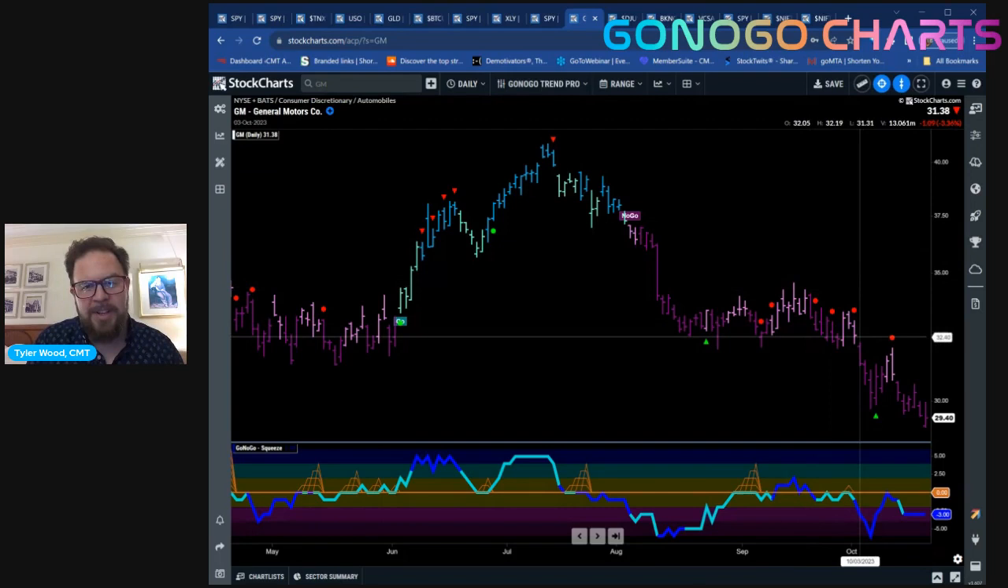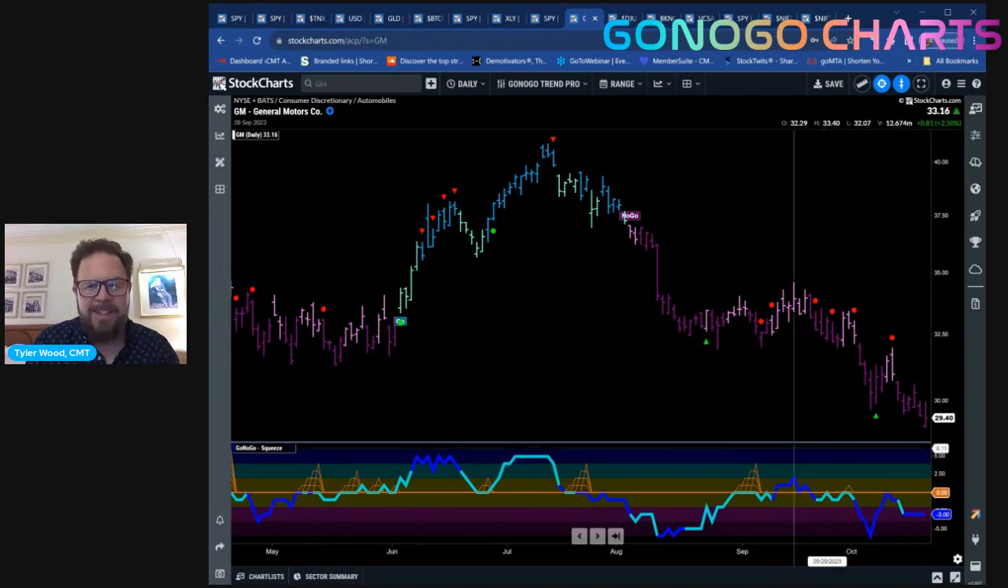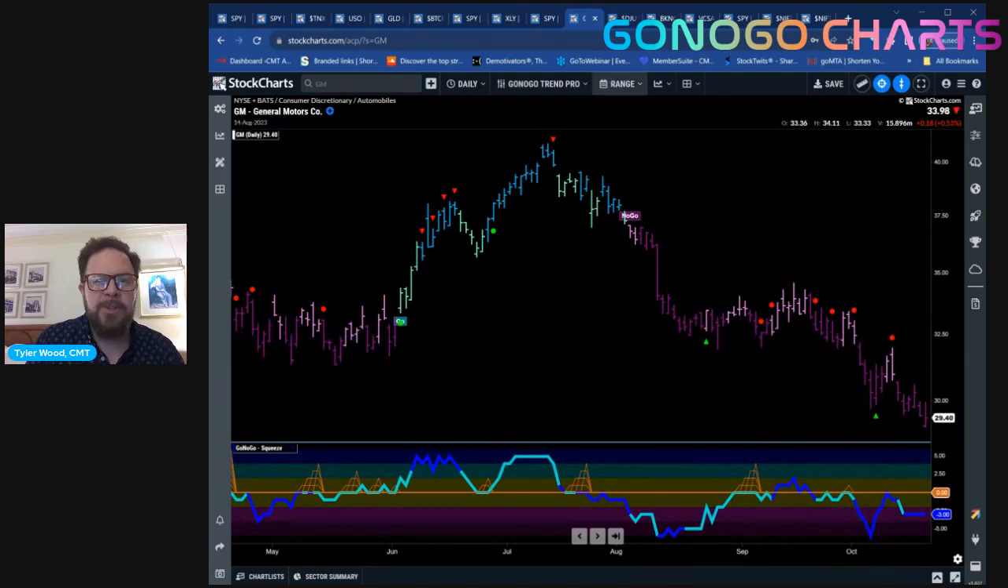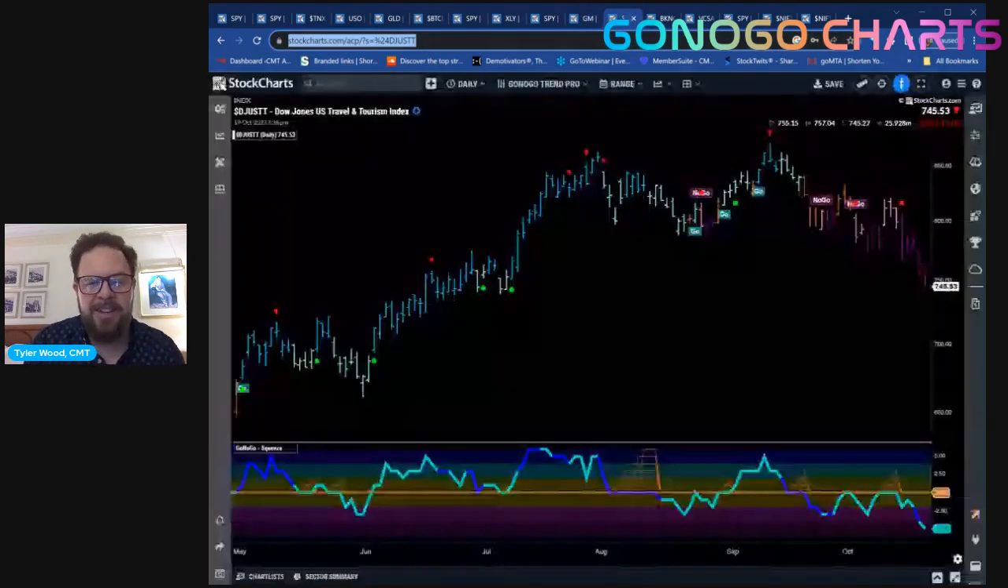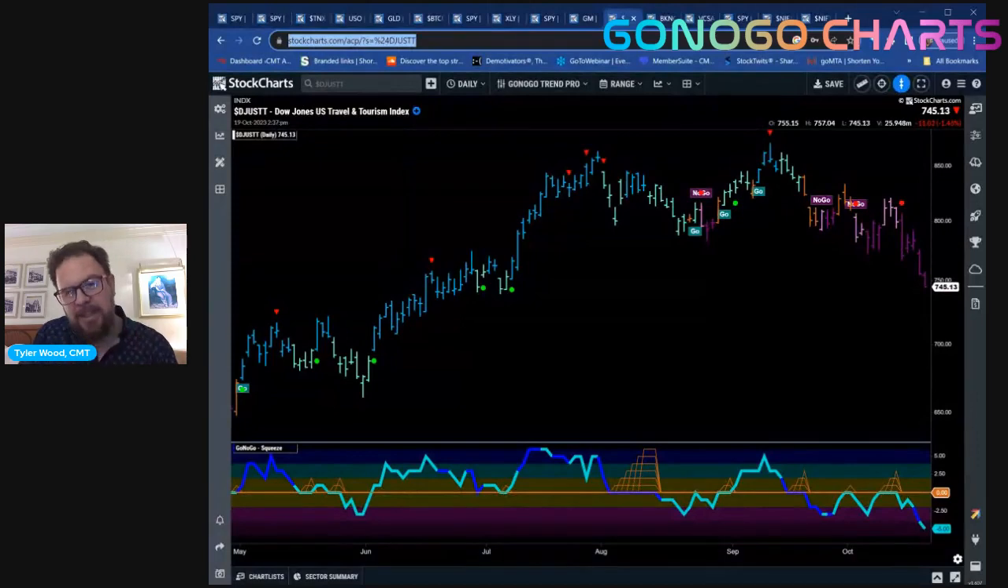So we definitely saw GM really looking for support here. We saw the oscillator bouncing around the zero line, and indeed it did not find support and headed quite a bit lower. We also noticed that the travel and tourism index within the consumer discretionary sector was a strong underperformer, meaning leading the market lower.